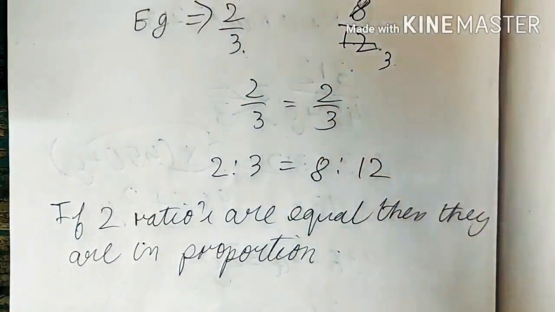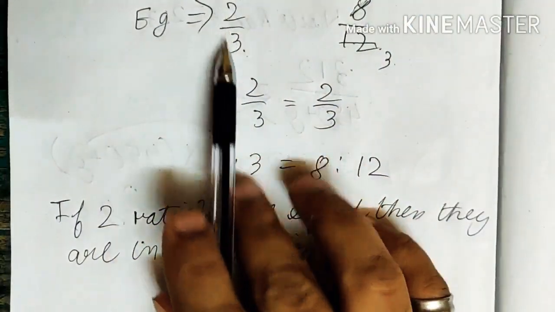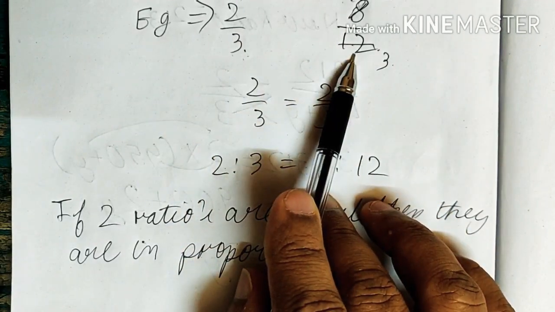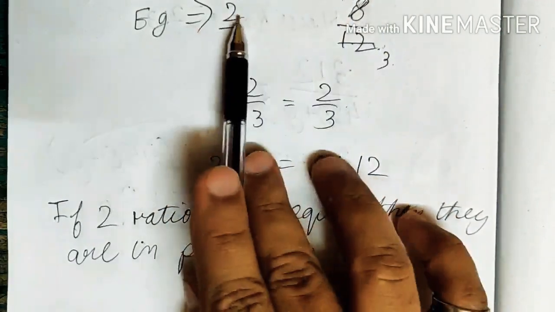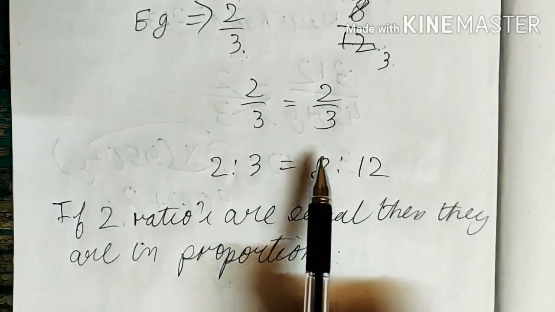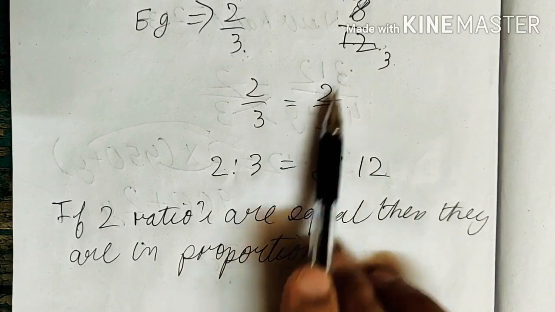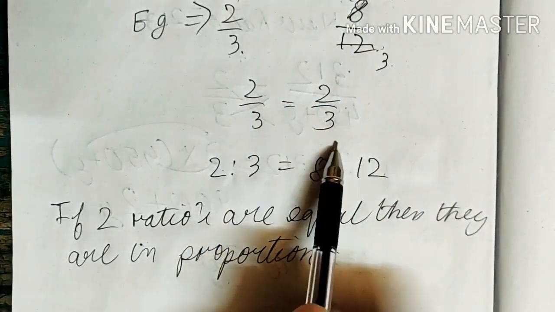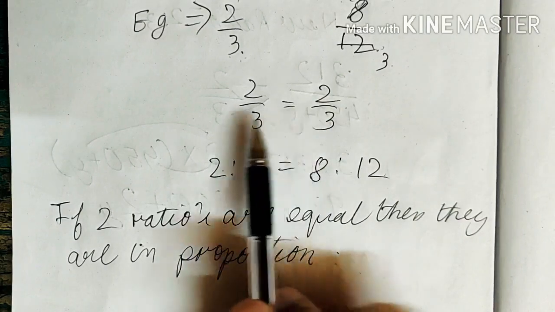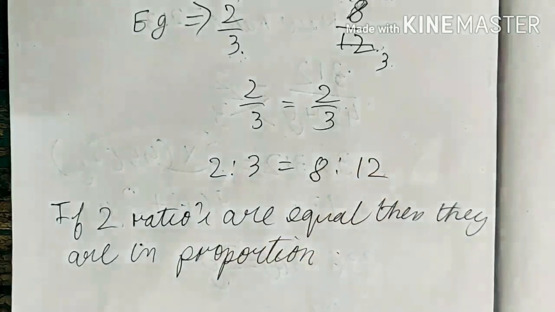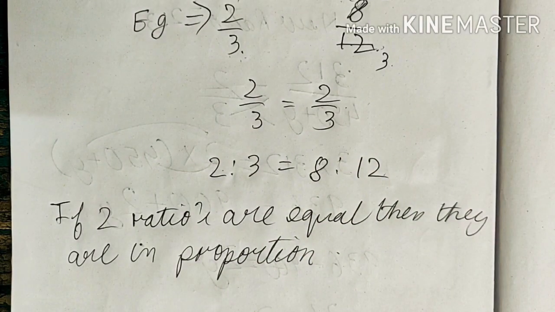Two ratios here, 2 by 3 and 8 by 12, that is 2:3 and 8:12. If we try to reduce them to the smallest form, 2 upon 3 is already in the smallest form, and 8 by 12, if we reduce it by 4, we will get 2 upon 3. So 2 upon 3 was equal to 2 upon 3, that is, both the ratios were equal. This means they are in proportion.